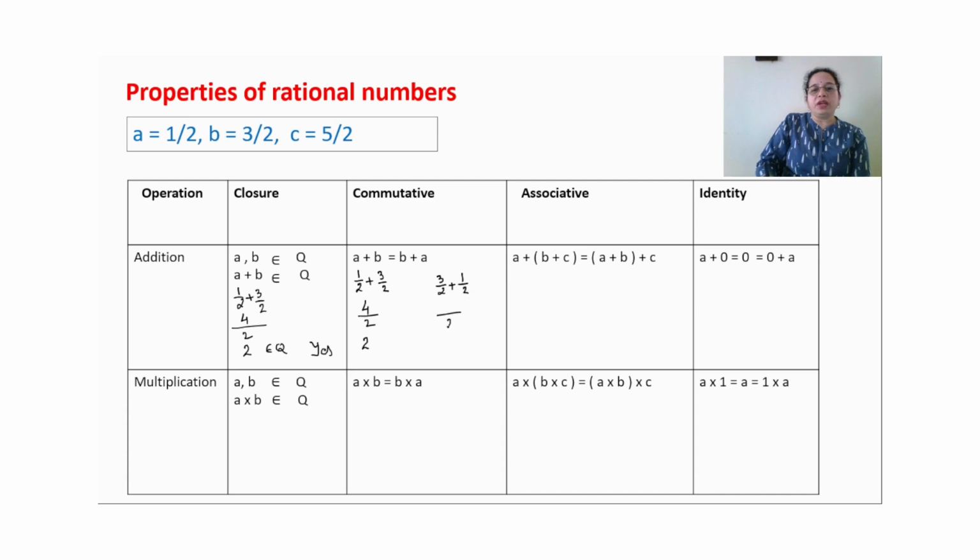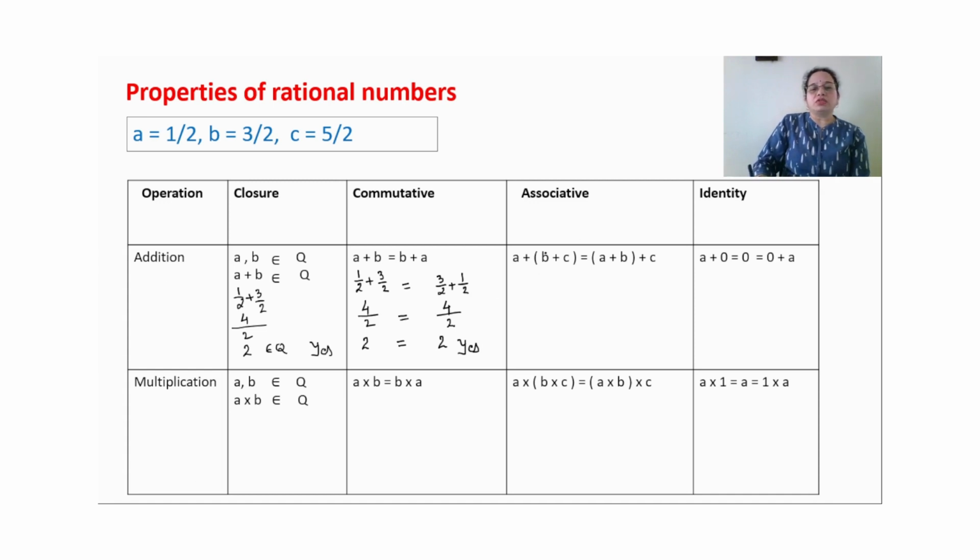Again your denominators are same, so 3 plus 1 will give you 4, 4 by 2 will give you 2. So this way you can see that if we have changed the order, then also your answer is same, answer is equal. This is known as commutative property. So we can say that yes, we can observe commutative property in addition of rational numbers.